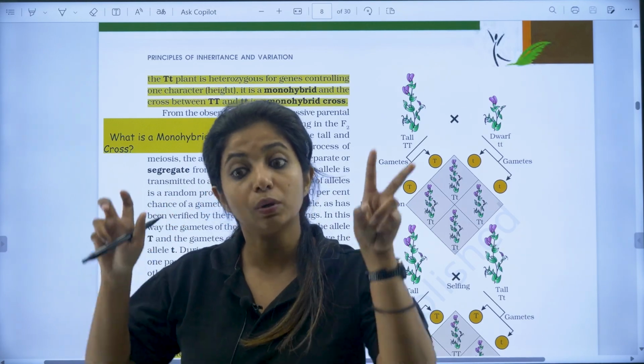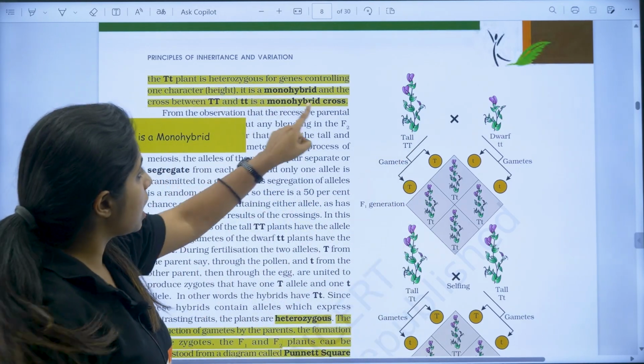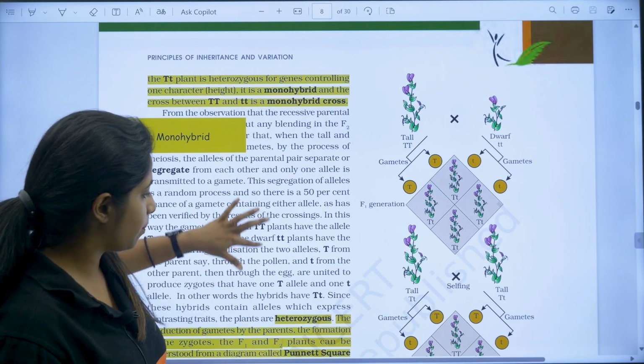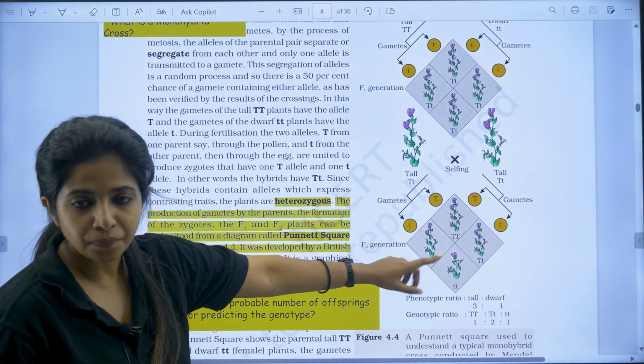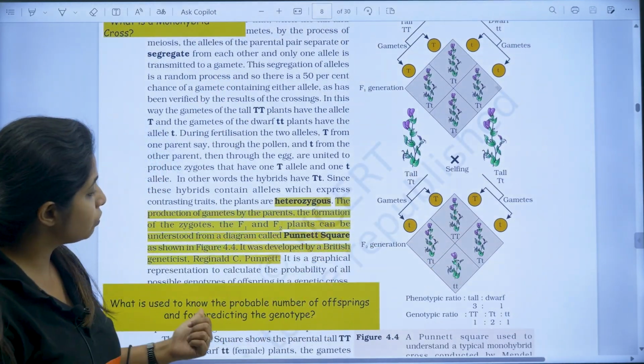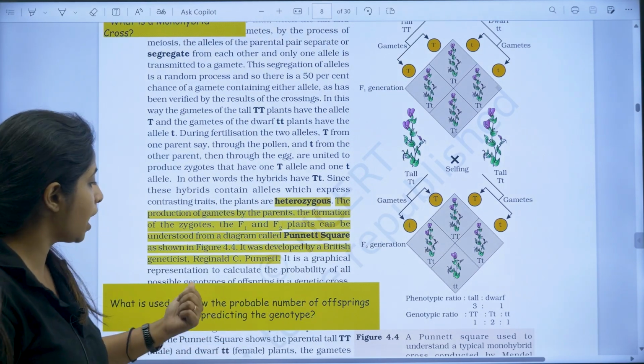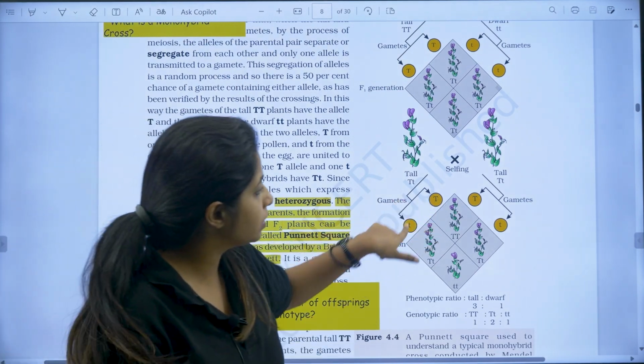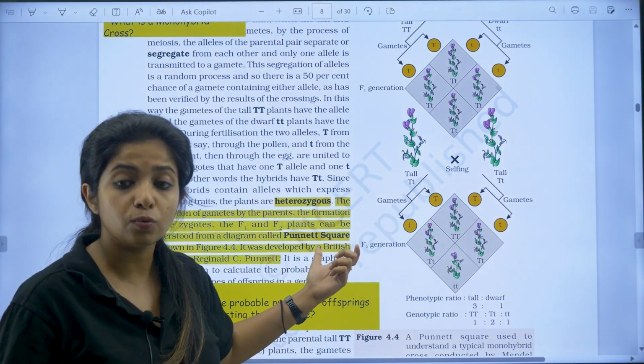So you should be knowing what a monohybrid cross is. They can ask you to define it. They can ask you to give an example. And now over here you see the Punnett square. They give a question: what is used to know the probable number of offsprings and for predicting the genotype? So over here this is used. What do you call this? This is known as the Punnett square.